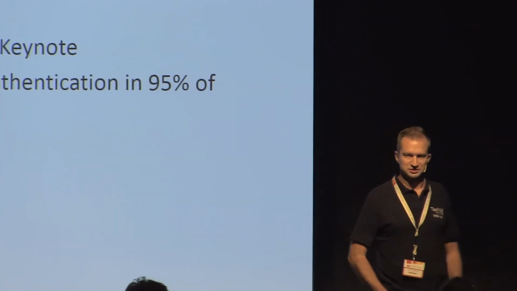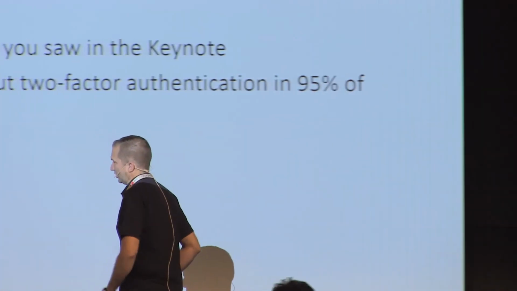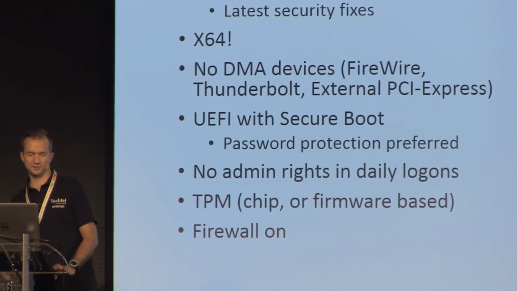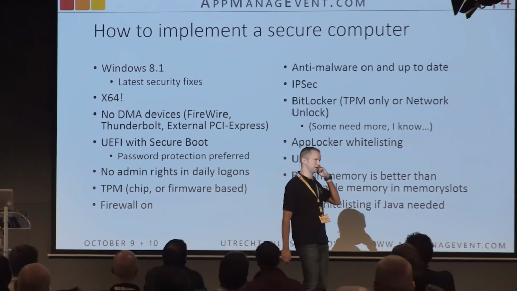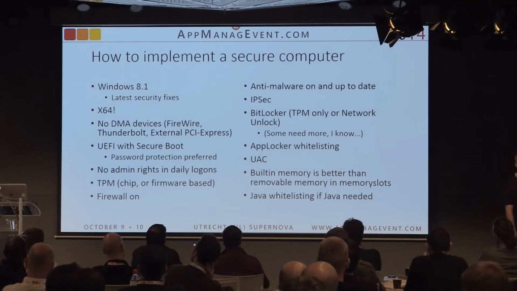You can block, as I said, 99.99% of cases. If you want to build a secure computer with BitLocker, there's a few things you have to take into account. I'd say that you're better off with Windows 8.1 than Windows 7. So Windows 8.1 is way more secure than 7.